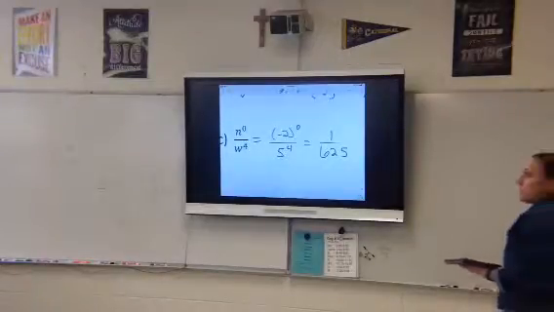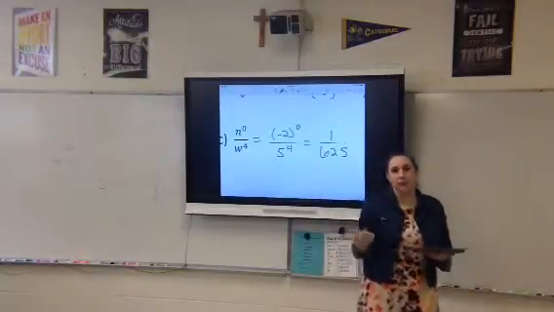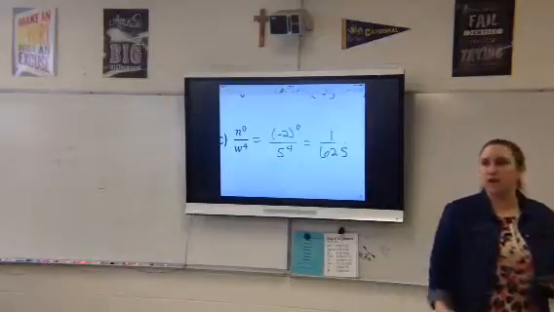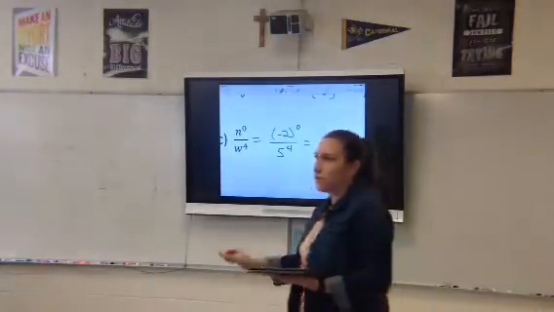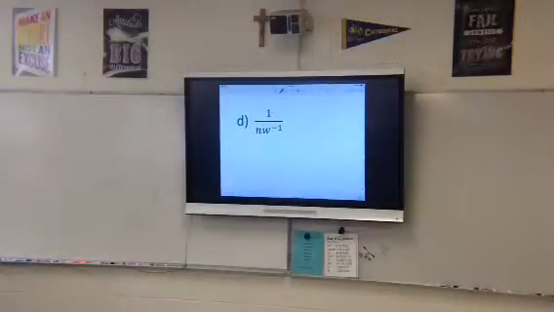So anything to the 0 power is 1, so we just transfer that, and then 5 to the 4th: 5 times 5 is 25, and 25 times 25 is 625. You might have to do that by hand. We have to work on that one. Okay, and the next one here on D.